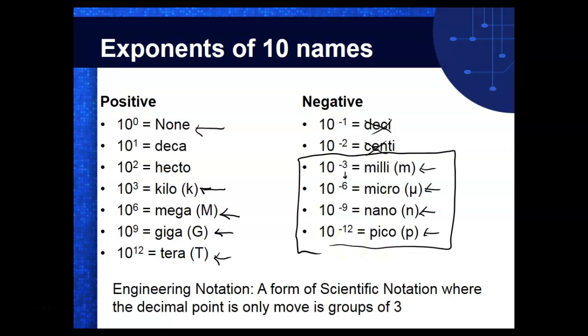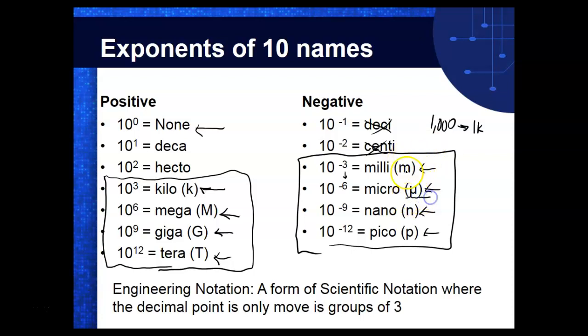So engineering notation is a form of scientific notation where the decimal point is only moved in groups of threes. And you're going to use this. If this is your first semester, you need to really get these down. And we abbreviate them. So if I had 1,000, we wouldn't say 1,000, we'd say 1 kilo or 1 K. Notice this is supposed to be a lowercase k. Most people write it as an uppercase K. And over here, since we've used m for milli, for micro we use the Greek character mu.